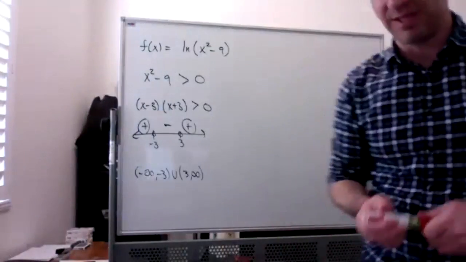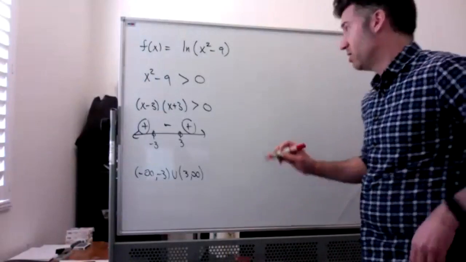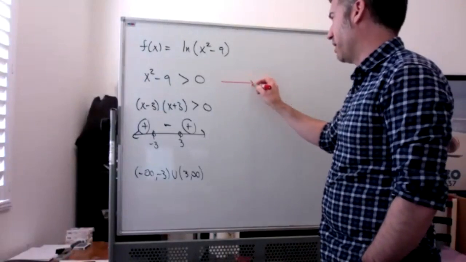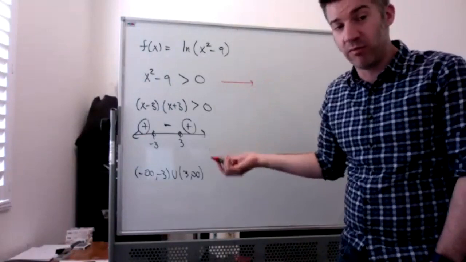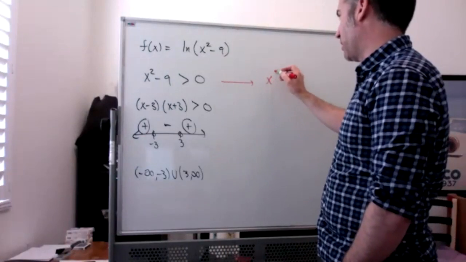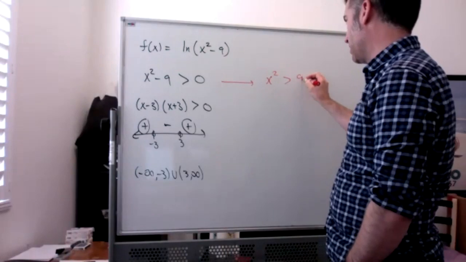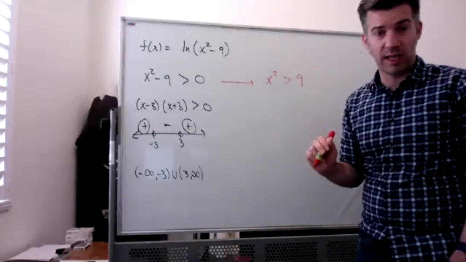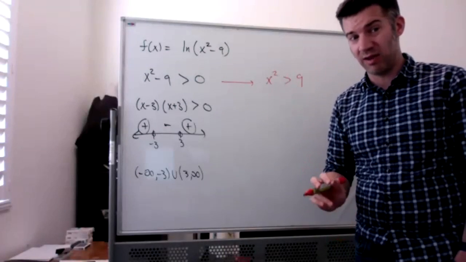The other way you can solve this, you can still get to the right place, but you have to be a little bit more careful. So you could do it this way. Again, I don't recommend this, but some of you might prefer this. You can say, okay, I'm going to say x squared is greater than 9, and then I'm going to take the square root of both sides. So you take the square root of both sides, here's what happens.